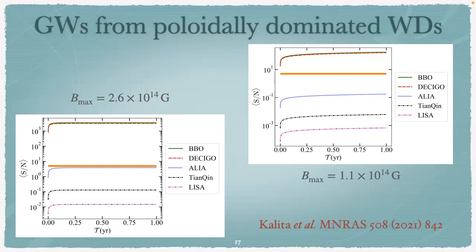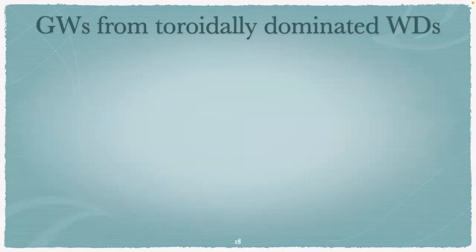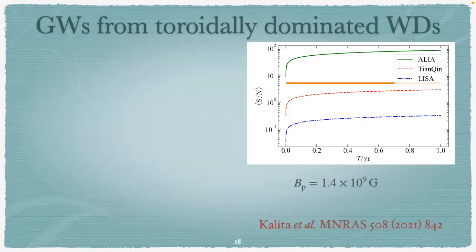for example, BBO and DECIGO can detect almost instantaneously, but these detectors cannot detect even within 1 year or even more than that. You can just extrapolate this. Similarly, if it has higher magnetic fields, then also it cannot detect if it's a colloidal field magnetic white dwarf. But if it's a toroidal magnetic field, I just put this number on the other slide.